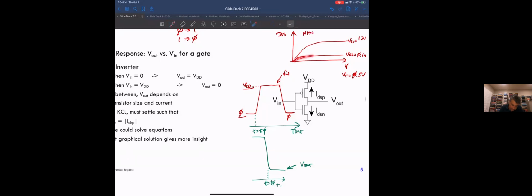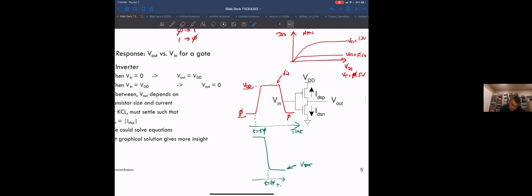So my VGS is going up. My VGS is moving this way. My VGS is going up, so it's changing curves continuously, getting more current. And notice initially this output, so that's what the VGSs are doing. They're going up from curve to curve, but this voltage here is the VDS.